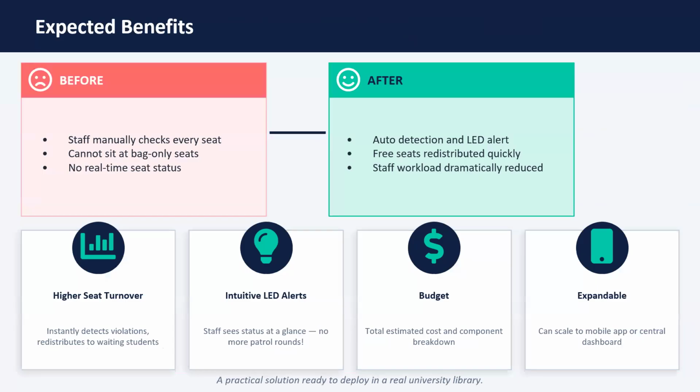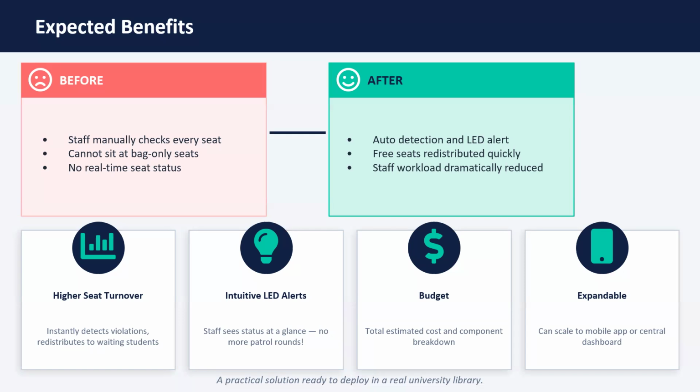design. Moving on, I would like to talk about the expected benefits of implementing this system. Let's first look at our current situation, the before stage. As of now, library staff must manually work around and check every single seat. This leads to a common frustration where students cannot sit at seats that are held just by bags. Ultimately, there is no way for anyone to know the seat status in real time.